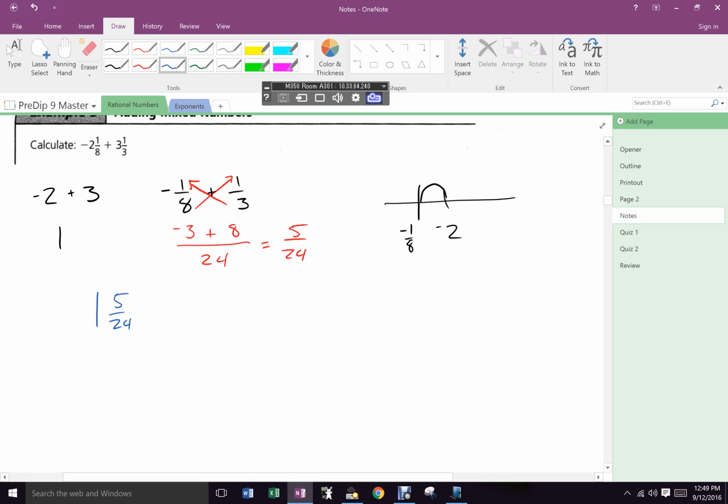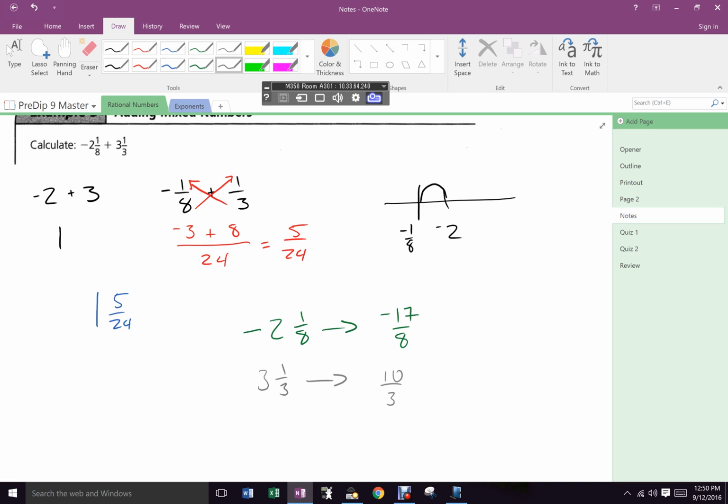Now, of course, you all said you wanted to do it this way, which is just fine. Negative 2 and 1/8 becomes what? Negative 17 over 8. And 3 and 1/3 becomes 10 over 3. Then you would carry on with the same thing. Now, the problem with that is you have to multiply 17 by 3 and 10 by 8 to get 80. And then you're dealing with big numbers, and that's a pain.